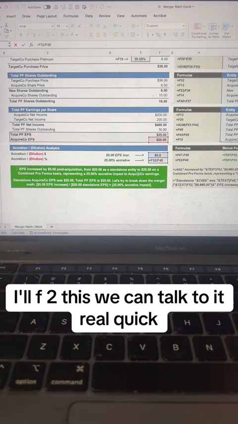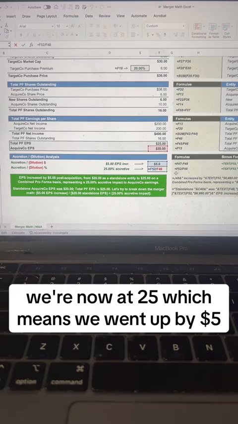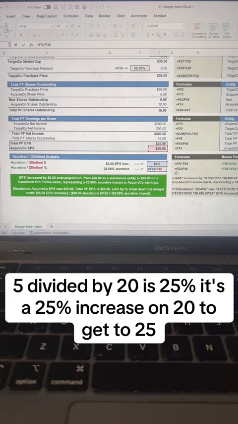We can talk through it real quick, and then I think we're really good. So we started with $20 of earnings per share. We're now at 25, which means we went up by $5. 5 divided by 20 is 25%. It's a 25% increase on 20 to get to 25. Super basic algebra.